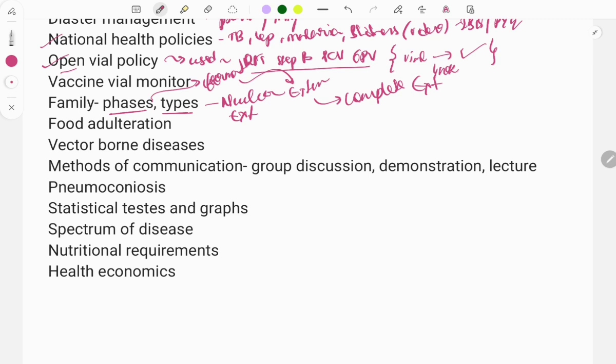And a question can be asked that a couple have given birth to their first child, and what family phase are they going into, so it will be the extension.